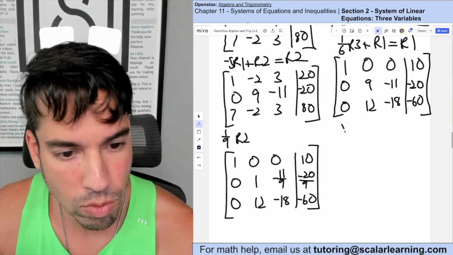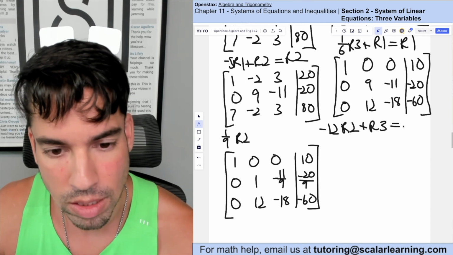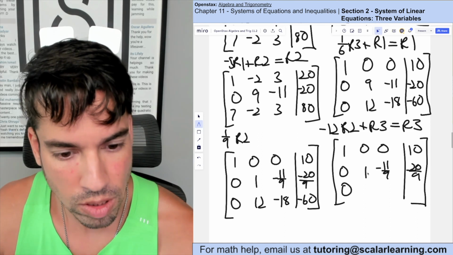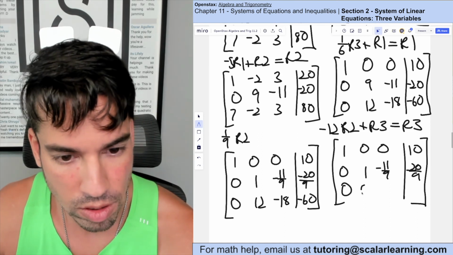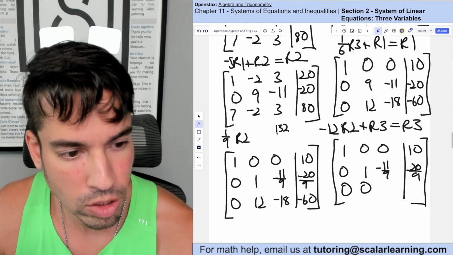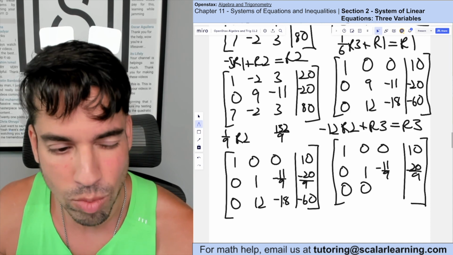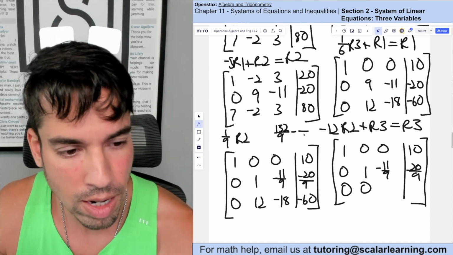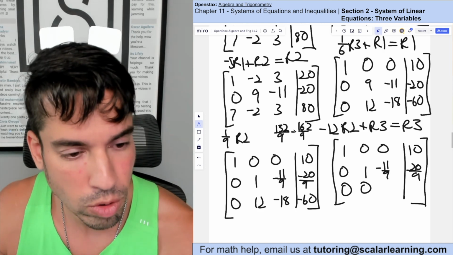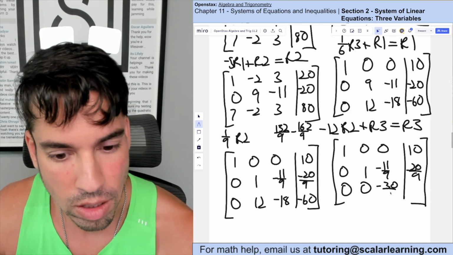Now I'd love to knock this out. So I'm going to multiply row 2 by negative 12 and add it to row 3 to get a new row 3. So negative 12 times 0 is 0 plus 0 is 0. Negative 12 times 1 is negative 12 plus 12 is 0. Negative 12 times negative 11 over 9, that's 132 over 9, plus negative 18, which if you put it over 9, is 162 over 9. So 132 minus 162 is negative 30 over 9.